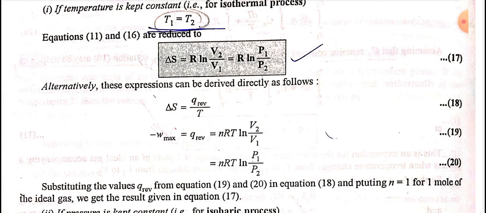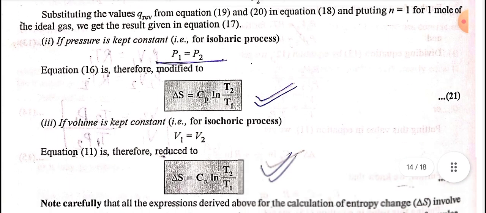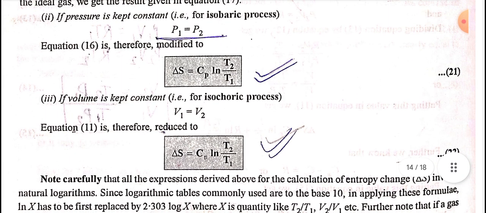If pressure is kept constant, that is for an isobaric process, P1 is equal to P2. Equation 16 is modified to delta S is equal to Cp ln T2 by T1. If volume is kept constant, that is for an isochoric process, V1 is equal to V2. Equation 11 is therefore reduced to delta S is equal to Cv ln T2 by T1.